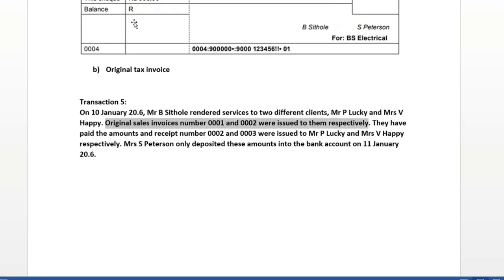Original sales invoice was issued by BS Electrical, and they have paid the amounts by cash, and receipt 2 and 3 were issued to the clients. And the amount was deposited into the business bank account.